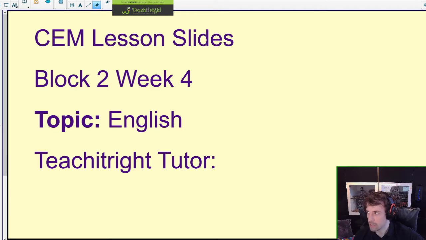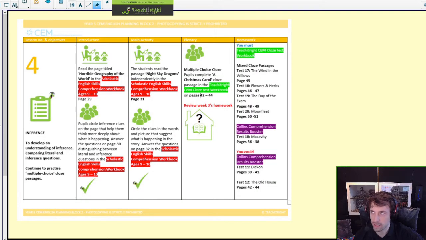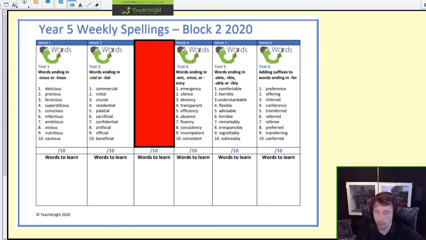So, as always, we'll be starting with a spelling test and then running on to do some comprehension, obviously, for the English lessons. Primarily, today's comprehension will be focusing on inference, a skill we have mentioned a few times in the run up to today, but today primarily focus on inference style questions. But before we get into that, let's get the spelling test out of the way.